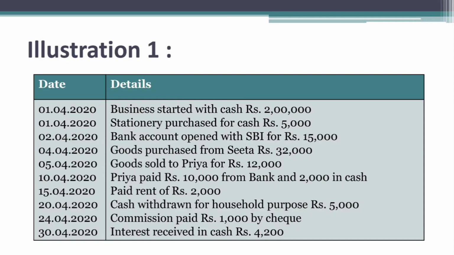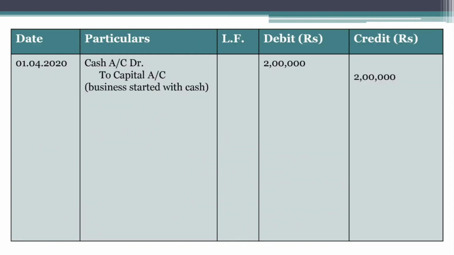We are now prepared to understand the preparation of journal with the help of an illustration. The first point says business started with cash Rs 2 lakh. We know that capital account is credited when it is increased. So we credit the capital account with Rs 2 lakh. Also, if you notice, a brief description of the transaction is mentioned just below the transaction. This is called the narration.